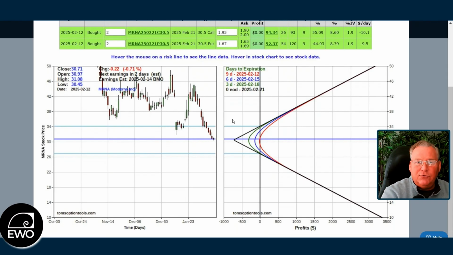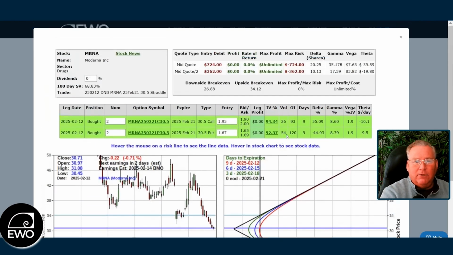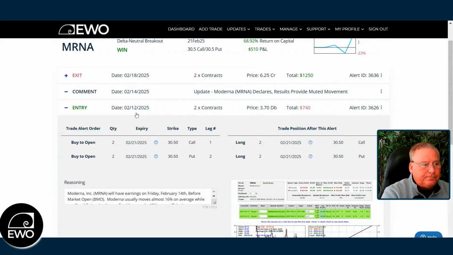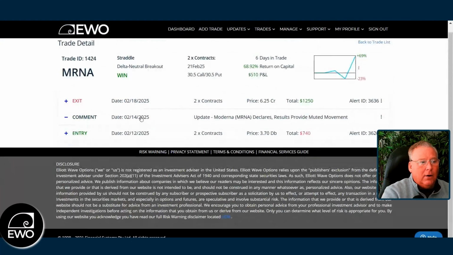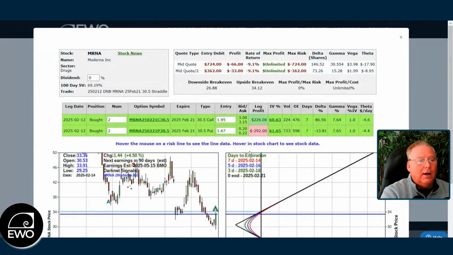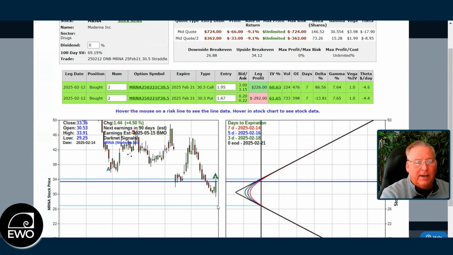Now, we had an interesting movement here on Moderna through earnings. Let's take a look here, and if we go to Friday the 14th, earnings came out and Moderna moved. But look at this. It only moved up 4.5% at the close, nowhere near the average move in the stock.